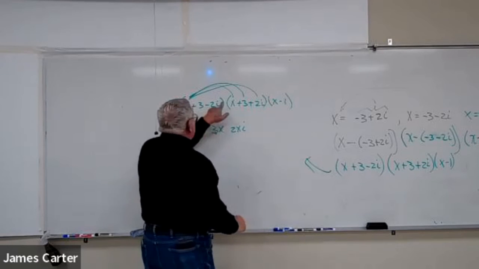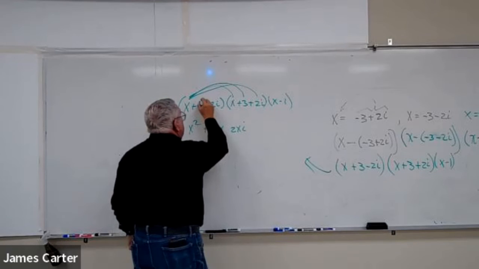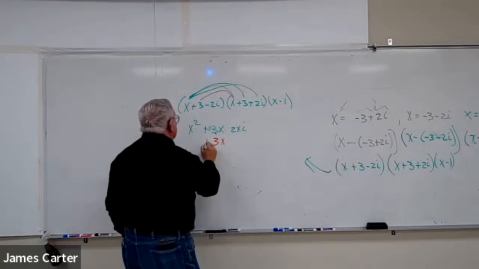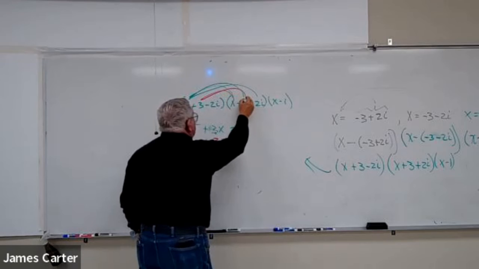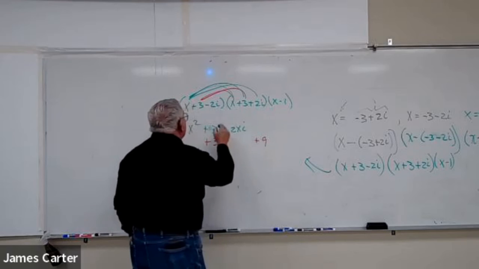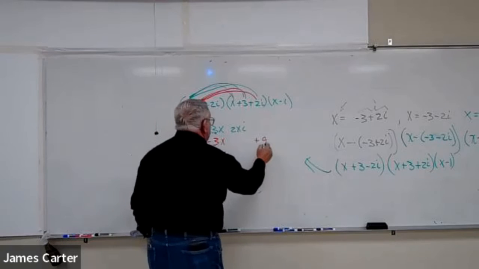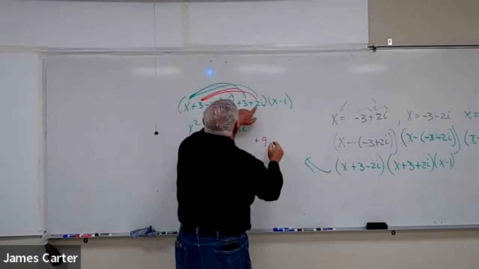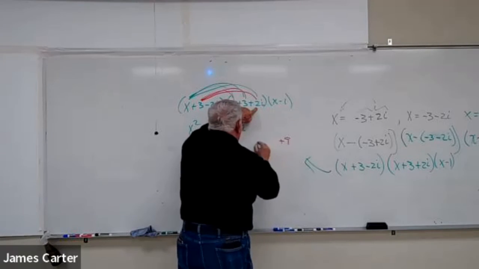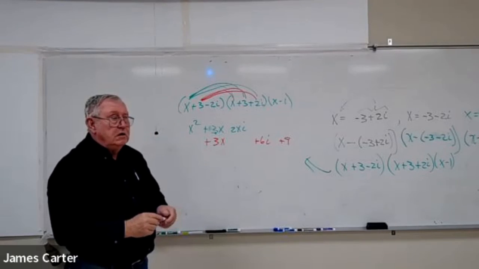Now I have to distribute that 3 everywhere. I take this 3 times that. That gives me 3x, a positive 3x. I take this times 3. That gives me a positive 9. And I take this times the 2i, and that gives me 6i. I'm going to scoot this plus 9 down a ways. Plus 6i. Everyone with me so far?